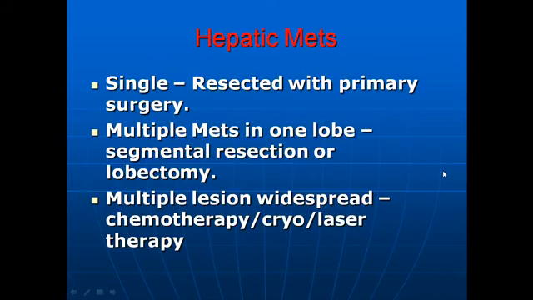And multiple lesions widespread throughout the liver, these are candidates for chemotherapy, cryotherapy, or laser therapy. So if the patient is having widespread lesions in both lobes of the liver, then the options are you go for chemotherapy, you can go for cryosurgery, that is another technique, you can go for laser therapy as well.